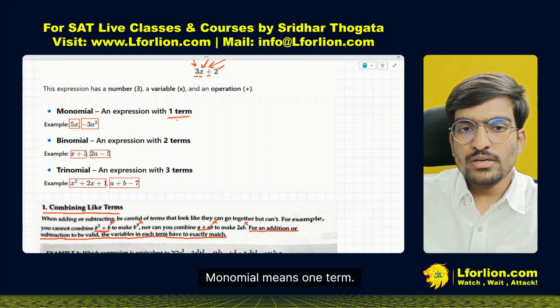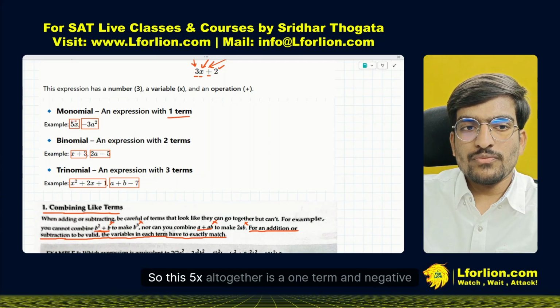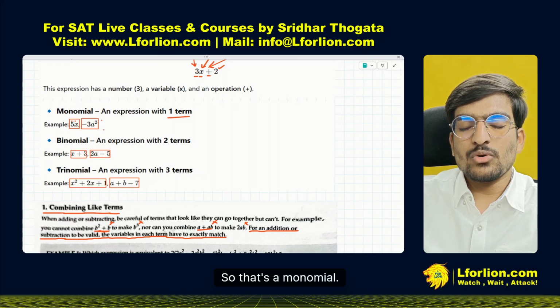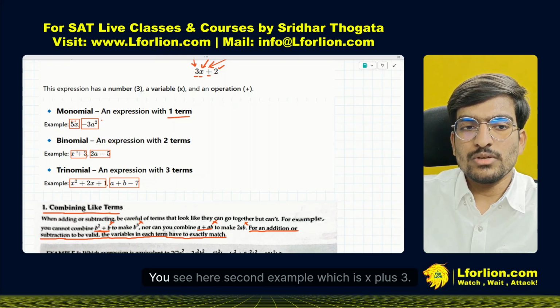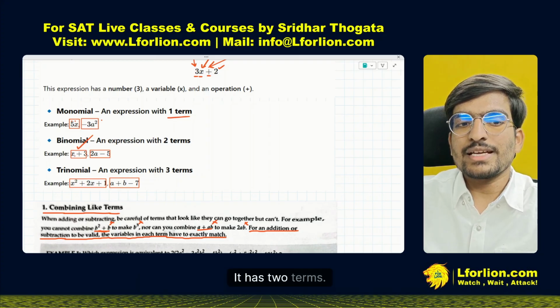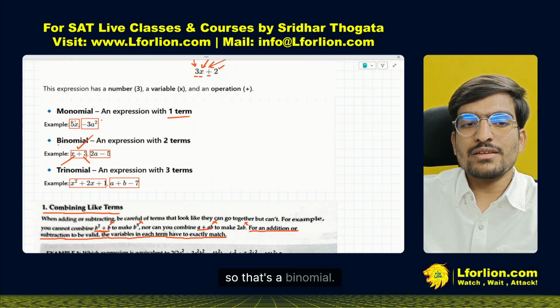Monomial means one term. So this 5x altogether is one term, and negative 3ax square is one term. So that's a monomial. It only consists of one term. You see here the second example, which is x plus 3. It has two terms. x is one term and 3 is one term. It's separated by plus. So that's a binomial.